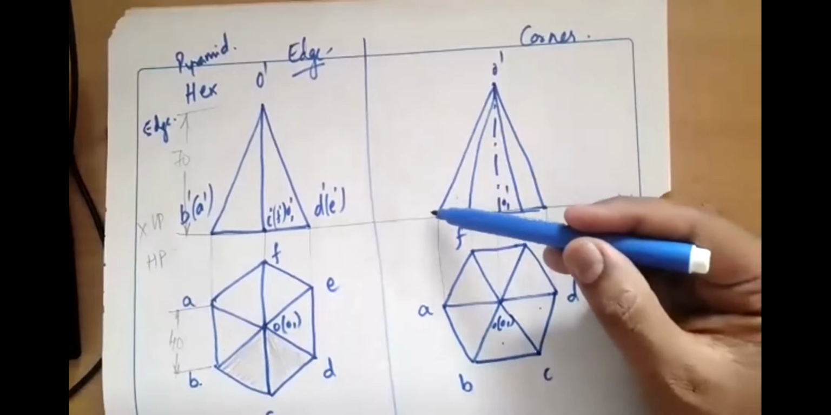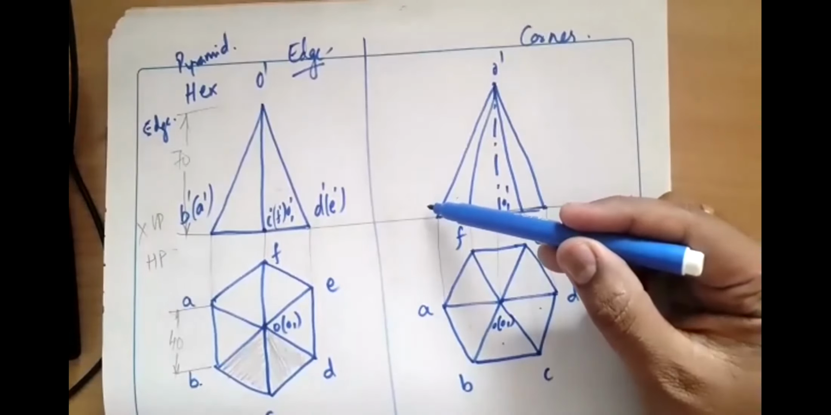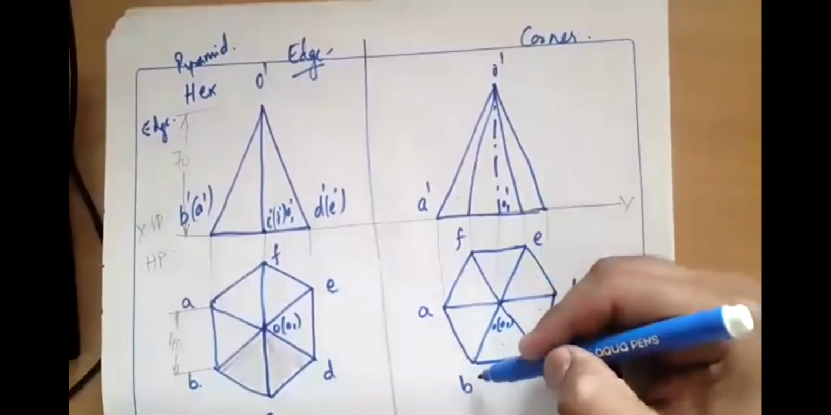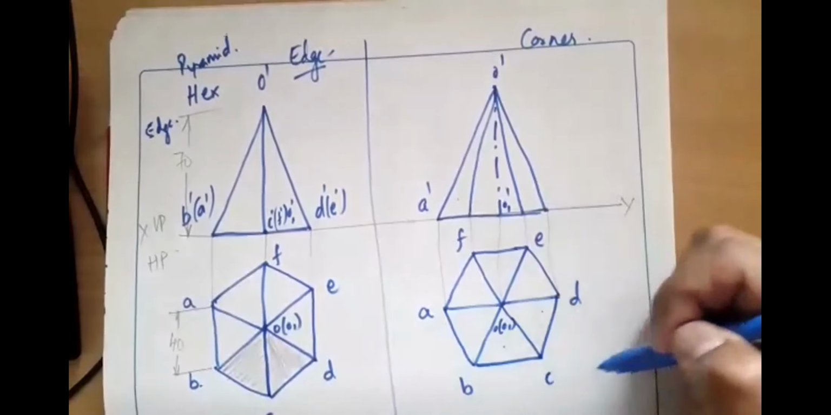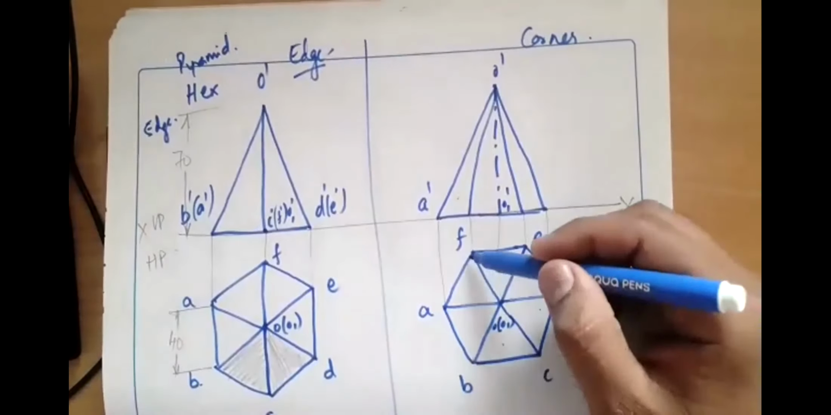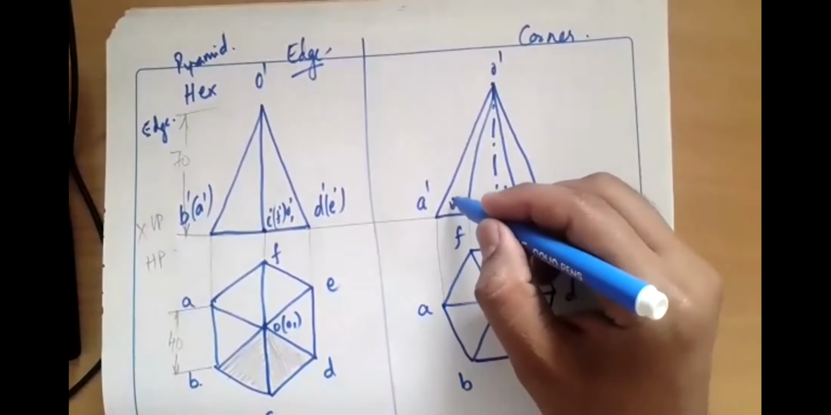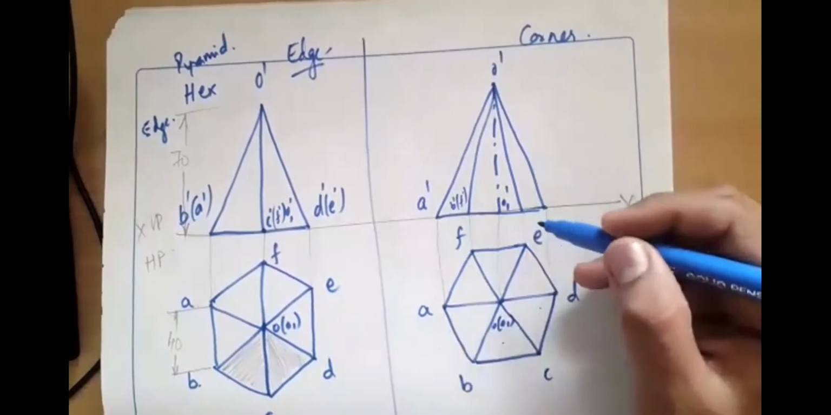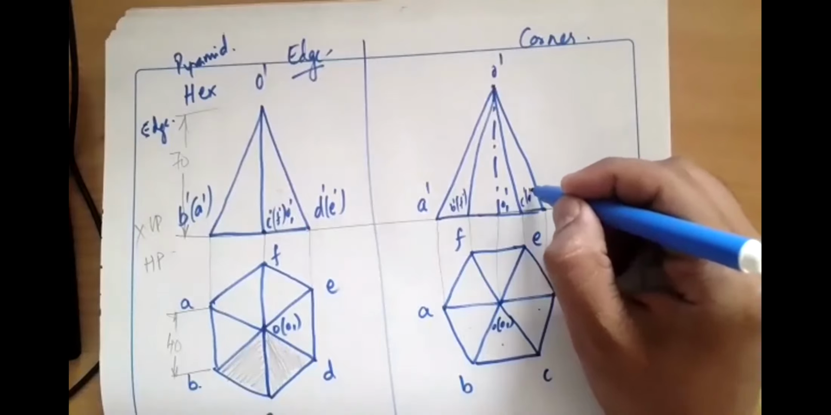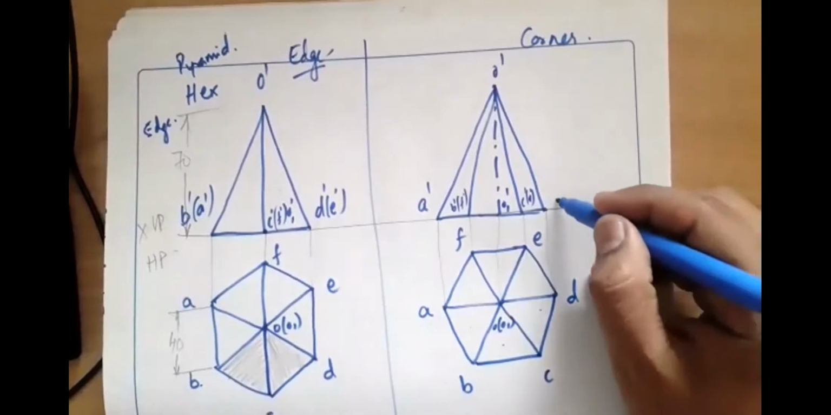So how to name this corner, the left hand side corner? A dash. Simple, A dash. Next B. Always follow this method: A, B, C, D, E, F. Next come to B. B and F are coinciding here. This will be B dash of F dash. Next, C and D are coinciding, C dash of E dash. Next it is D dash.